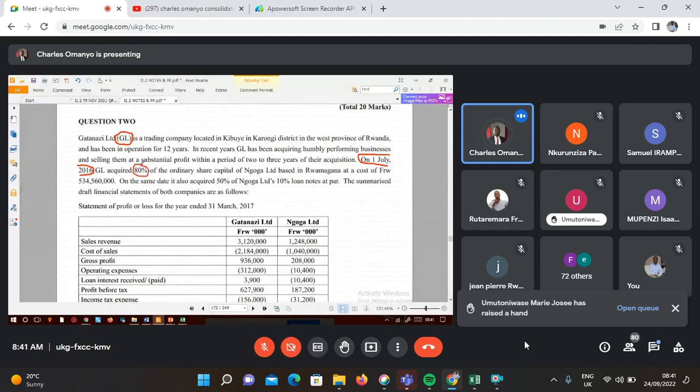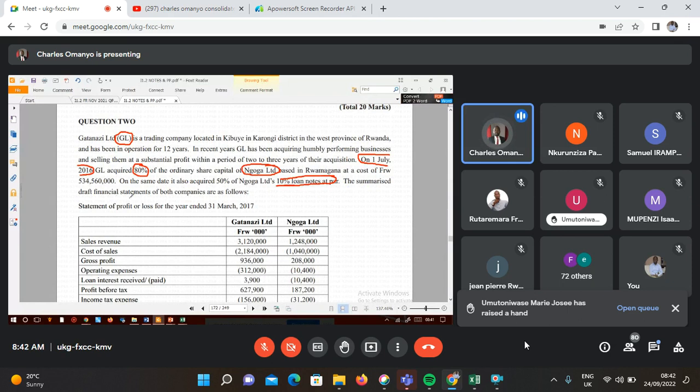GL acquired 80% of the ordinary share capital of Ngonga Limited. So GL acquired 80% of Ngonga. Ngonga is now a subsidiary because it's 80% acquired, based in Ramagana at a cost of 534,560,000. Ignore that for now, we will use it after the break when we have started the balance sheet. On the same date, it also acquired 50% of Ngonga Limited's 10% loan notes. I will also explain how we apply these loans after the break.